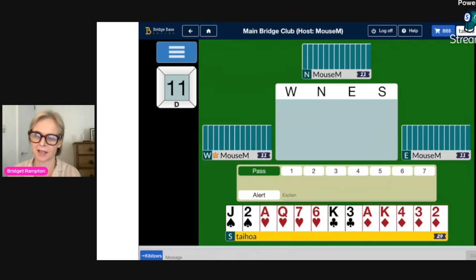So here's our first example. This example is going to be an example of a reverse. Firstly, I want you to think about what you would open with this hand. And it's not too tricky. You're going to open a diamond.